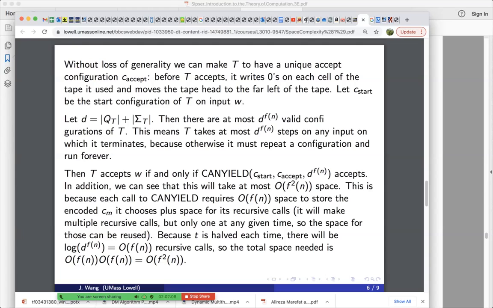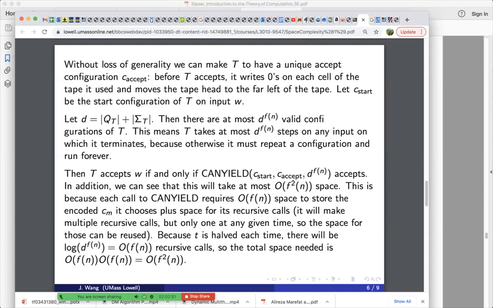Whenever an accept state is reached, this Turing machine will continue on, replacing each space used by 0 and moving the read-write head to the very beginning. So then we have a unique accept state, and we call that unique accept state C accept. All right, so basically that's what it is. And the start state, of course, you only have one, with the input and the initial state at the beginning of the input stream.